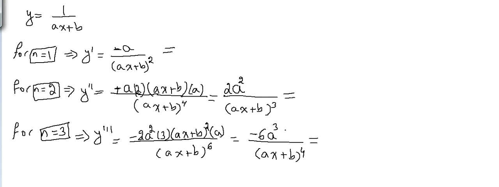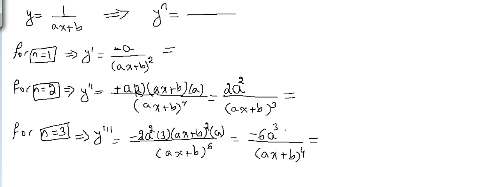So, what is the nth root? Not the nth root. I keep saying nth root. It's not nth root, it's nth derivative. Nth derivative of this function equals, let's see. When n equals 1, it was negative. When n equals 2, it was positive. When n equals 3, it's negative again. So if we continue for n equals 4, it will be again positive, then negative. So if n is odd, it is negative. If n is even, it is positive.